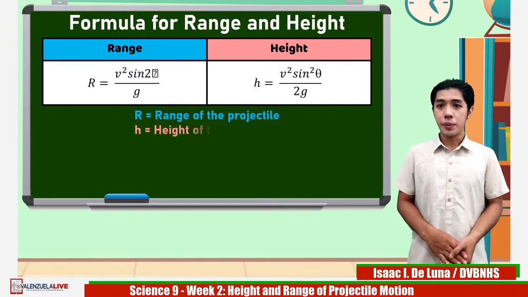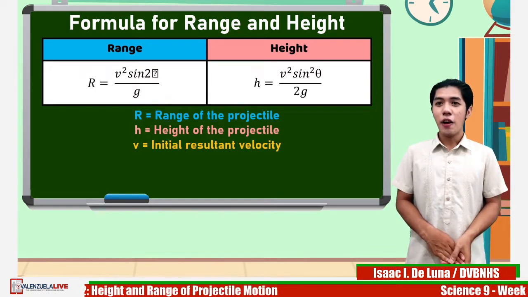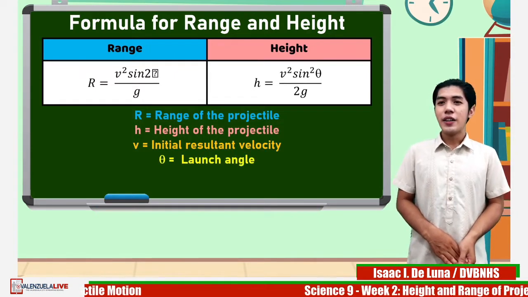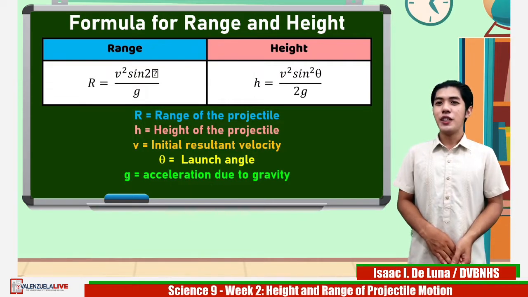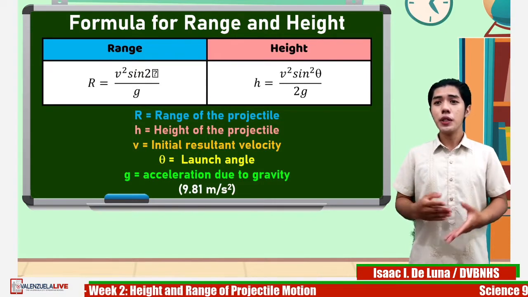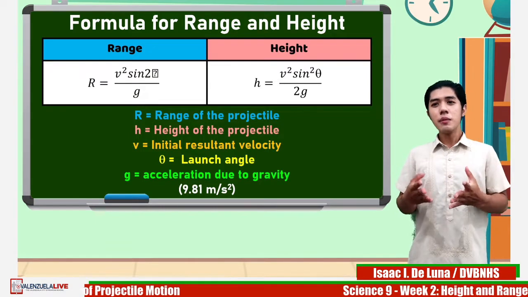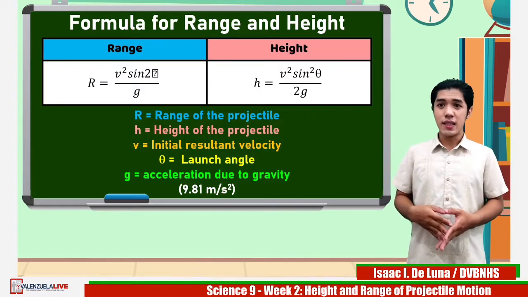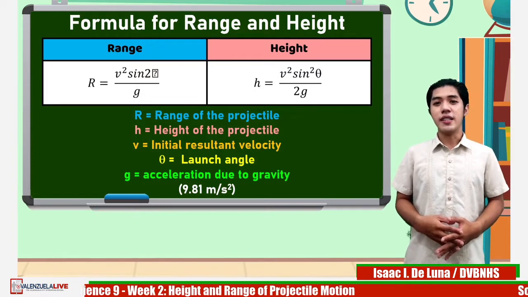Wherein R refers to the range of the projectile, H refers to the height of the projectile, V stands for the initial velocity, theta refers to the angle of release, and g for the value of gravity or acceleration due to gravity. For gravity, we're going to use positive 9.81 meters per second squared. The positive sign came from the way this formula were derived, which we won't discuss in this lesson, but you will surely learn in the next years of studying science.